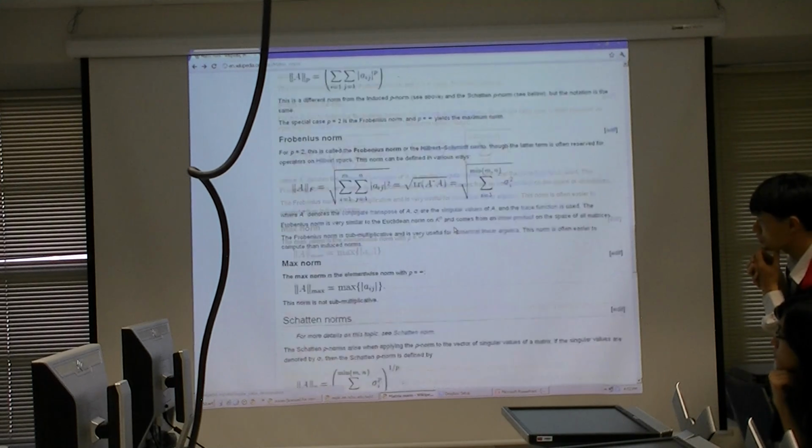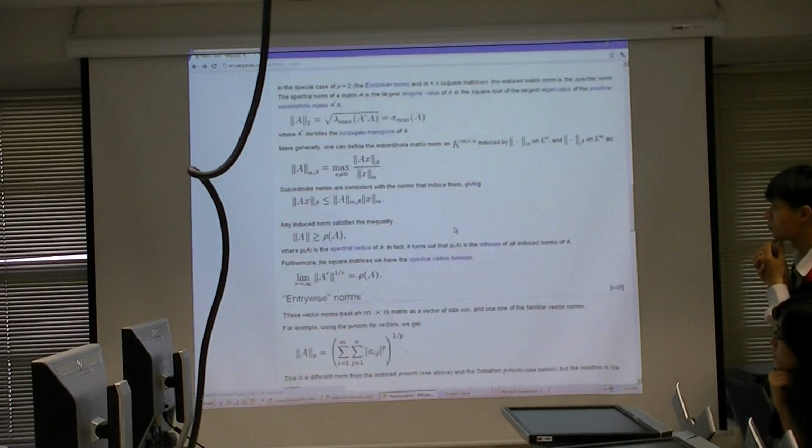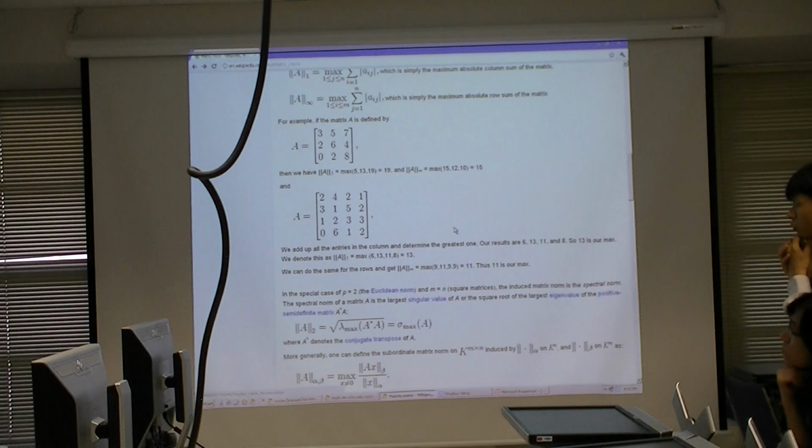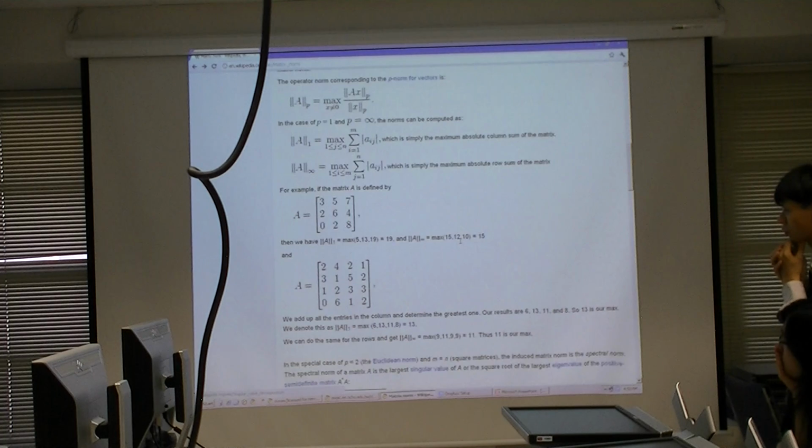Why do you use this here? Nuclear norm is more efficient in recovering the low rank matrix. It's like in a printed paper, they put the algorithm. Ah, that is so nice.